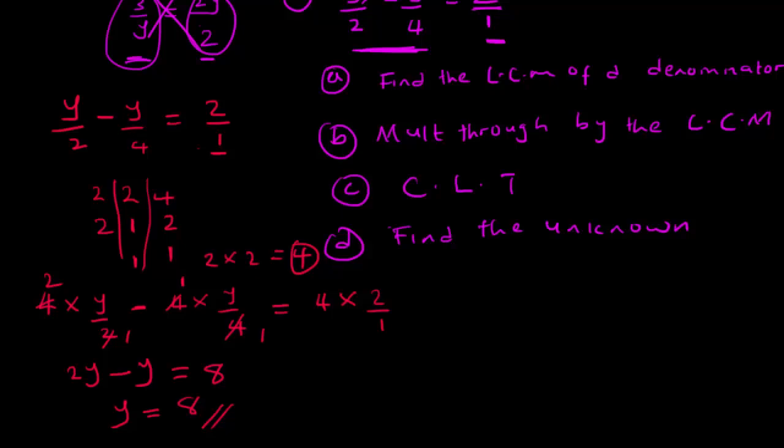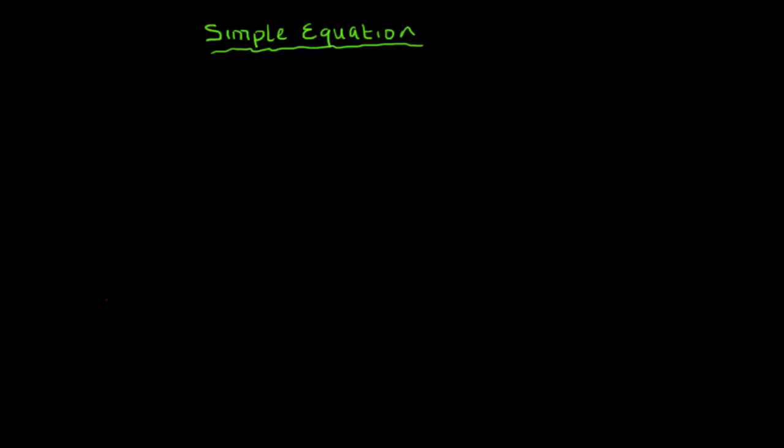Do you get this? So first step, find the LCM of the denominators. B, multiply through by the LCM. C, collect like terms and find the unknown. Now if you've gotten this perfectly, let's take another example. So let's take example 2.